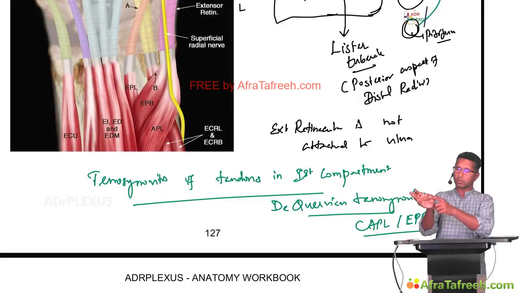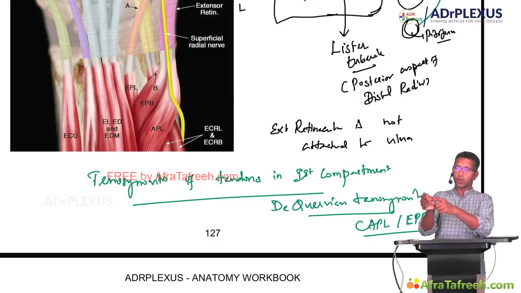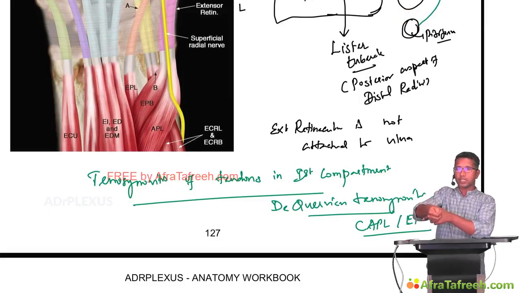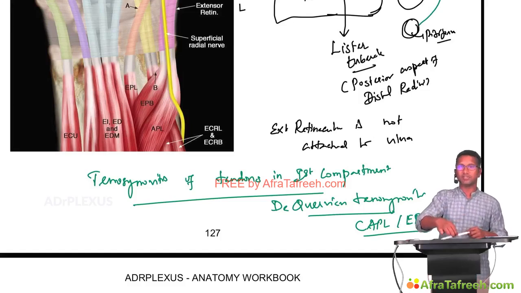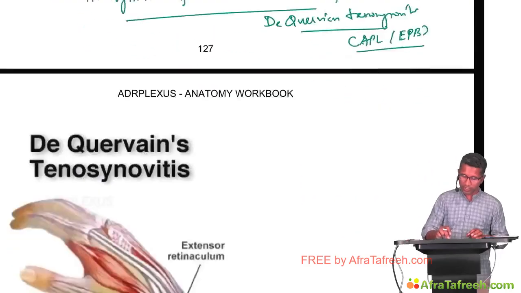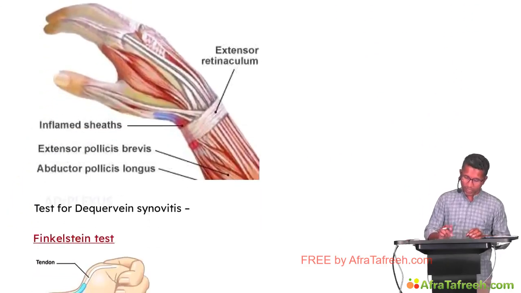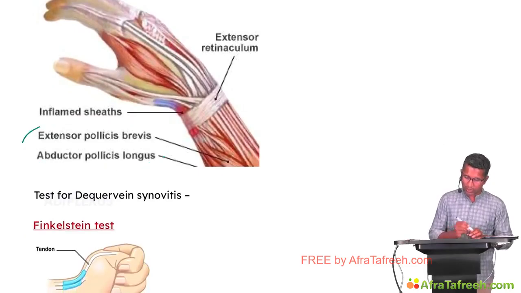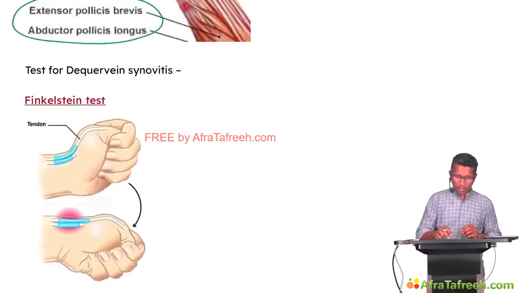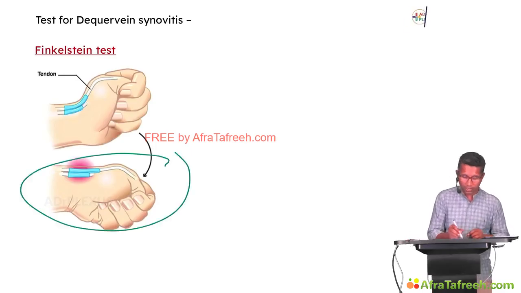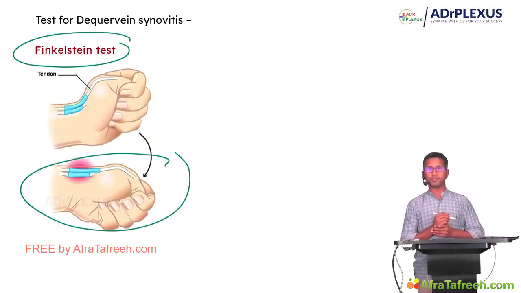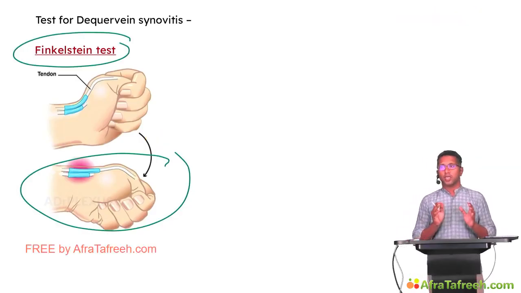Now you ask the patient to keep the thumb within the palm, close the fist and do ulnar deviation. You cause a stretching of the first extensor compartment. When you do this, it causes severe pain in De Quervain tenosynovitis, and this test is called Finkelstein test. So what is De Quervain tenosynovitis? Inflamed sheaths of abductor pollicis longus and extensor pollicis brevis. And when you do ulnar deviation with the thumb in this attitude, this test is called Finkelstein test. Okay guys, very simple.